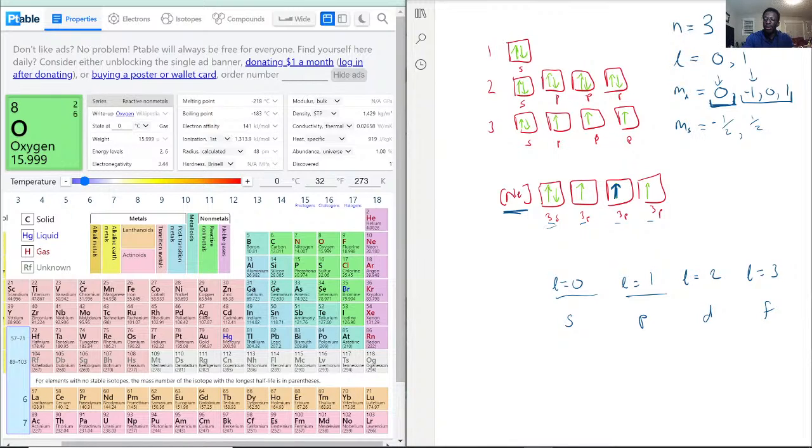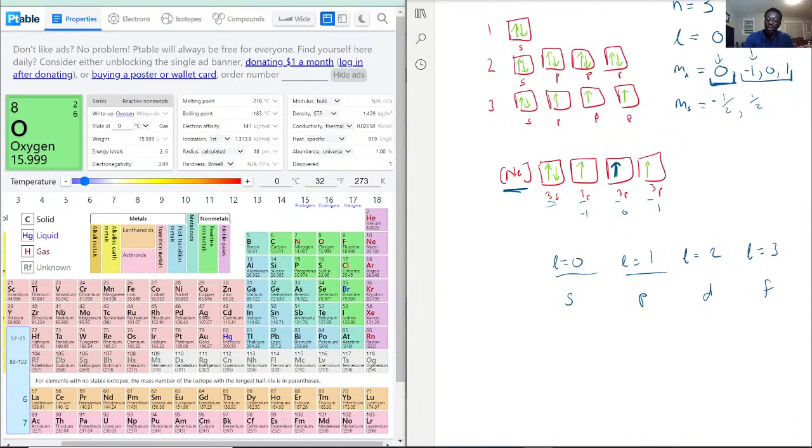This one, theoretically, if we're following this, if this was the -1, this was the 0, and this is the 1, this would be 3, 1, 0, because it's in the middle, in the P orbital, and then it can only be 1/2 because only half of them are there. Whoops, sorry.